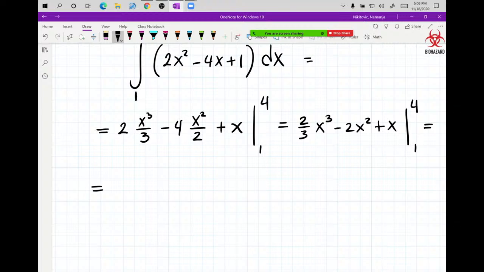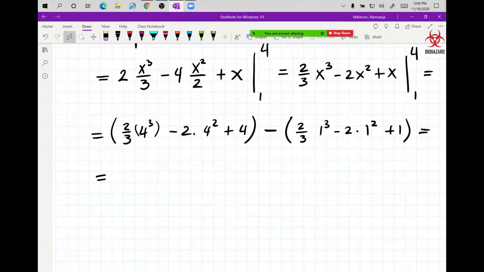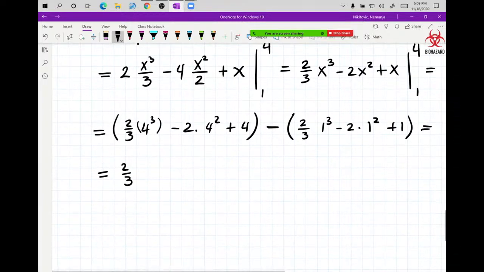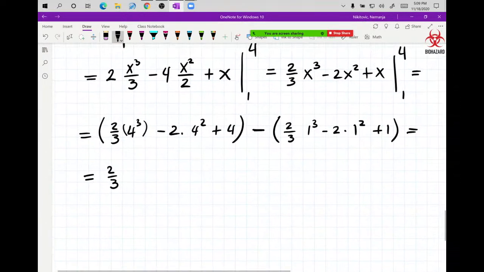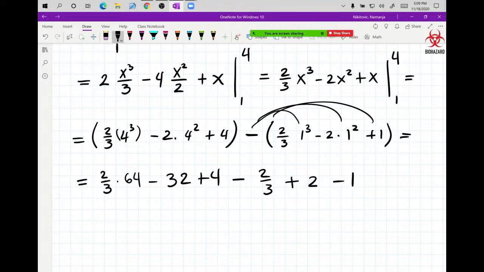And the way you compute this is you plug 4 for each x. So we'll have 2/3 4 cubed minus 2 times 4 squared plus 4. And then you subtract by plugging in 1 in each spot. And you just compute this. Okay, that's 2/3 4 cubed. Well, that's 16 times 4, which is 64. So we have 2 times 64 minus 16 times 2, which is 32, plus 4, minus 2/3 plus 2 minus 1, because this negative has to distribute everywhere, so all the signs are backwards.